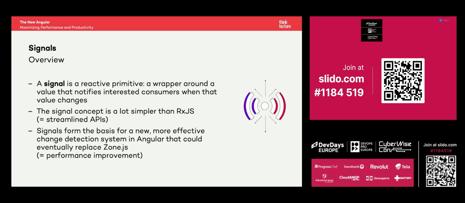And signals form the basis for a new, more effective change detection system in Angular that could eventually replace Zone.js, which would be a performance improvement, and I want to talk about that in a bit.